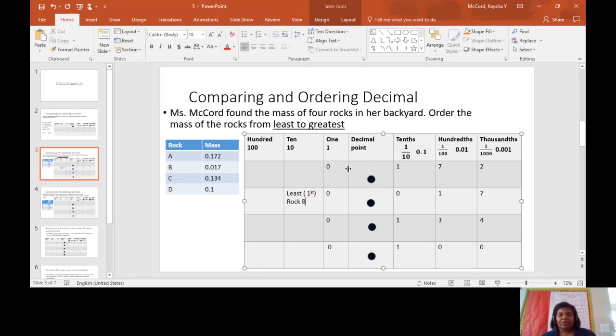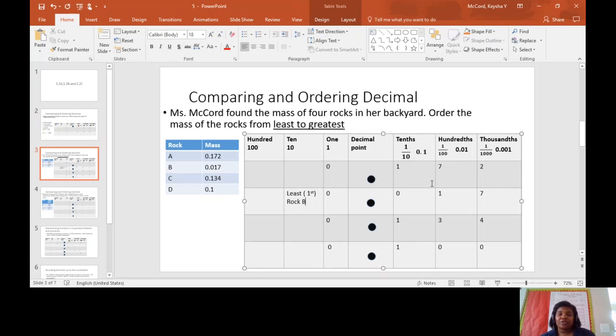Okay, so now I'm left with rock A, C, and D. Well, I know that they are 7. I know that they are 1, 1, and 1. And 1 is equal. All 3 numbers are equal.